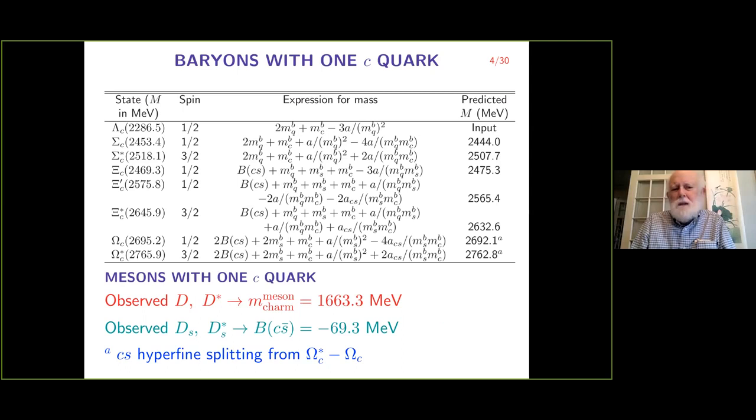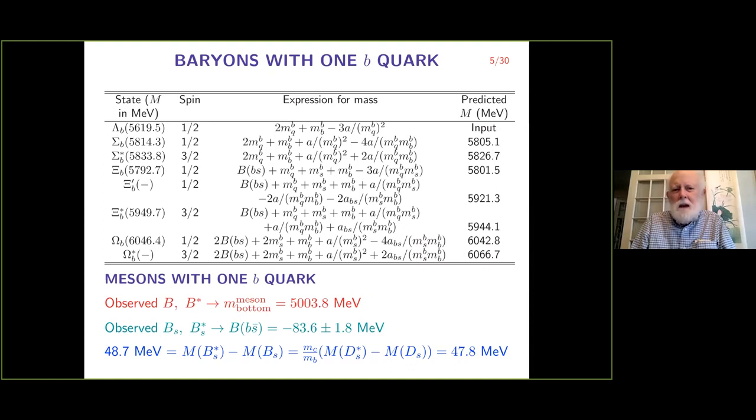One can also, if one gets estimates of the charm quark mass, describe baryons with one charm quark, again, with not too many additional parameters. And baryons with one B quark. Again, all of these descriptions are within several MeV of the experimental value. So there are some simple relations. Look at the bottom one, for instance: the hyperfine splitting in the B sub S and the hyperfine splitting in the D sub S are expected to be related to one another.